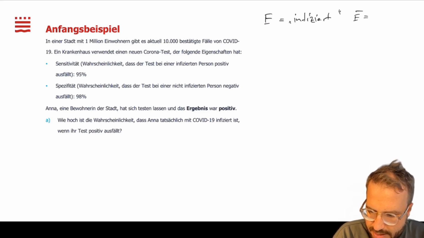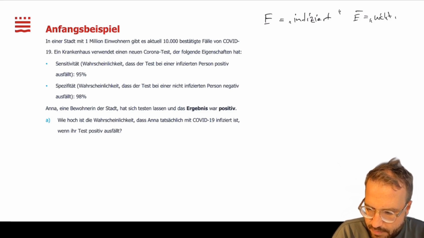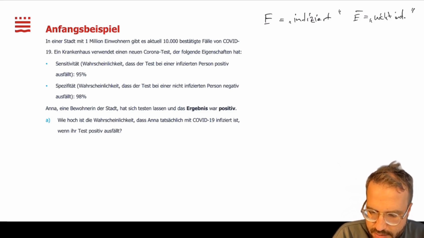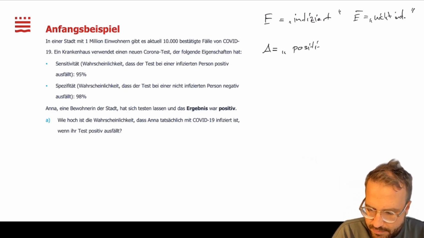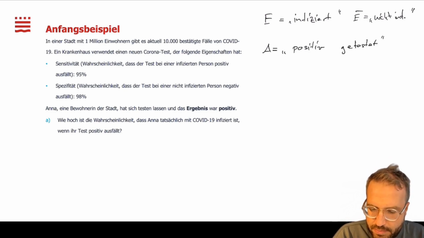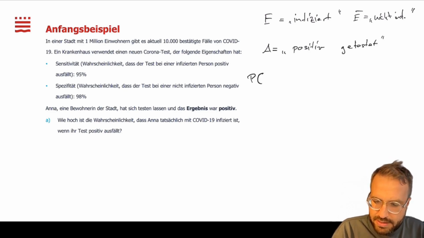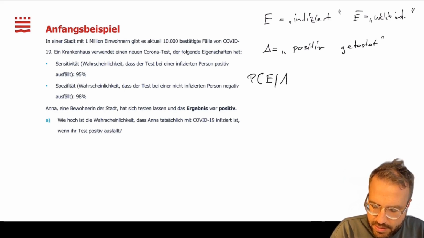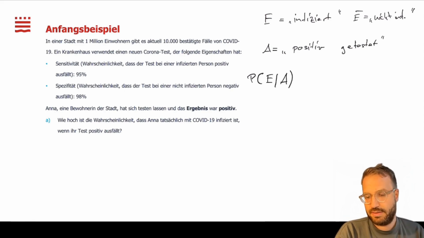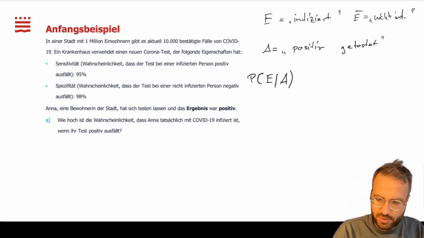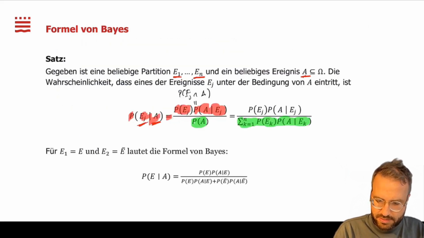Then we have not E, so not infected, and our A is positive, tested. Okay. And what we want to know now is, what is the probability of being infected, given that the test is positive? So I will just write the formula down briefly for you once more.